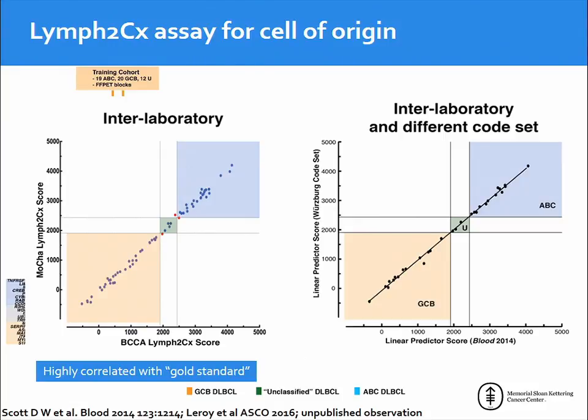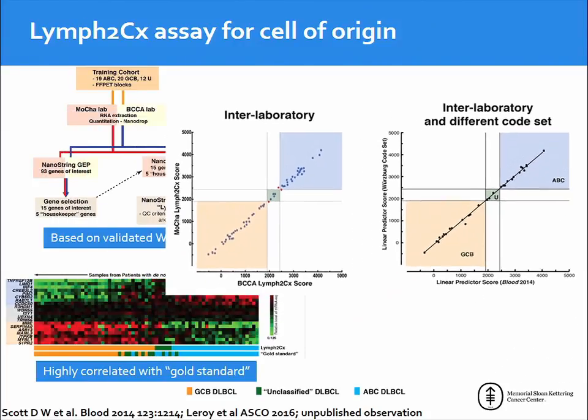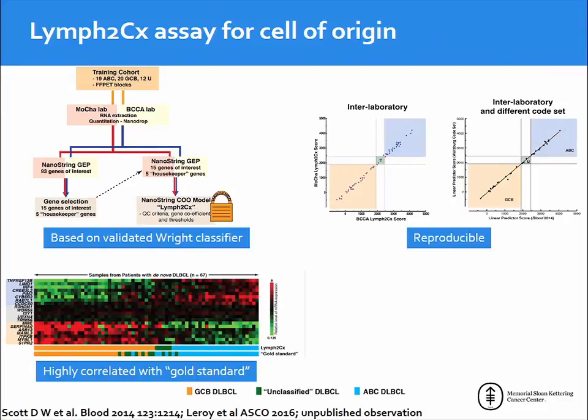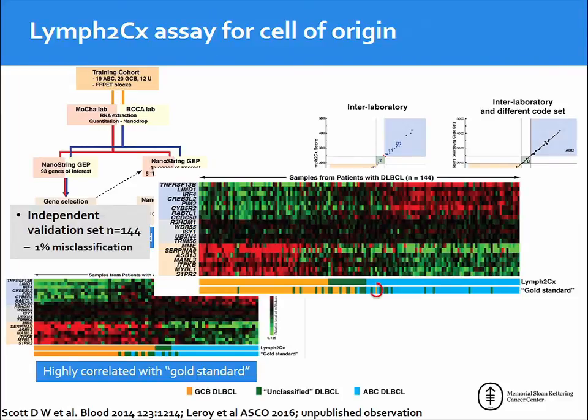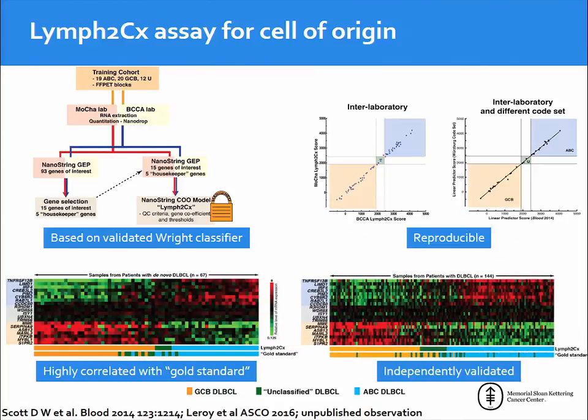This is a very reproducible assay between laboratories, and it's actually also reproducible between different sets of the reagents. So this is a robust assay, and it does work. And in fact, if you take a completely new set of data, you can actually show that in a completely independent cohort of diffuse large B-cell lymphomas, this is externally validated.